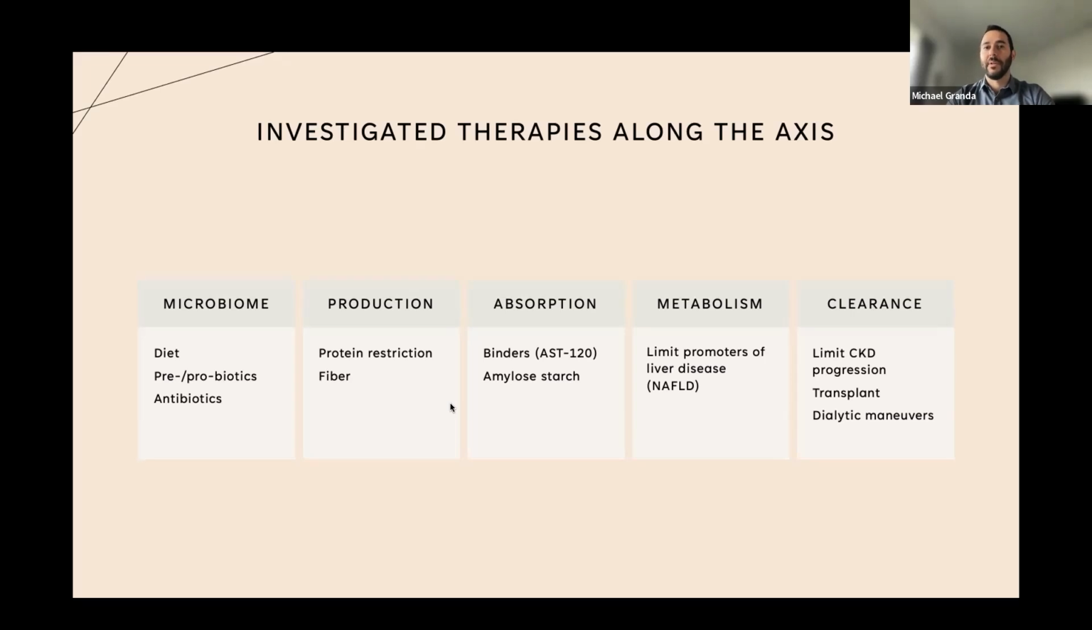Transplant restores the clearance of many of these uremic toxins. And then there are a lot of dialytic maneuvers that have been investigated, including some that are under investigation here, to help clear these protein-bound uremic toxins, none of which are in active use.